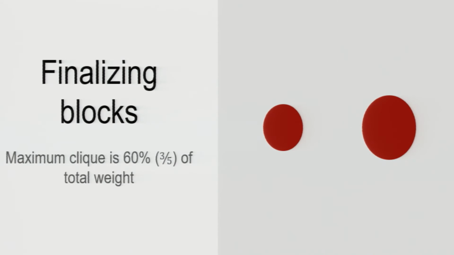And so here, that means that the largest clique that we have is just 60% of the total weight, the largest validator's weight, right? And so if that's an acceptable fault tolerance level for you, then you can say that block is finalized. But if you're being a bit more cautious about things, then you can't say that that block is finalized. And so you stop there and you wait for new blocks to come in.